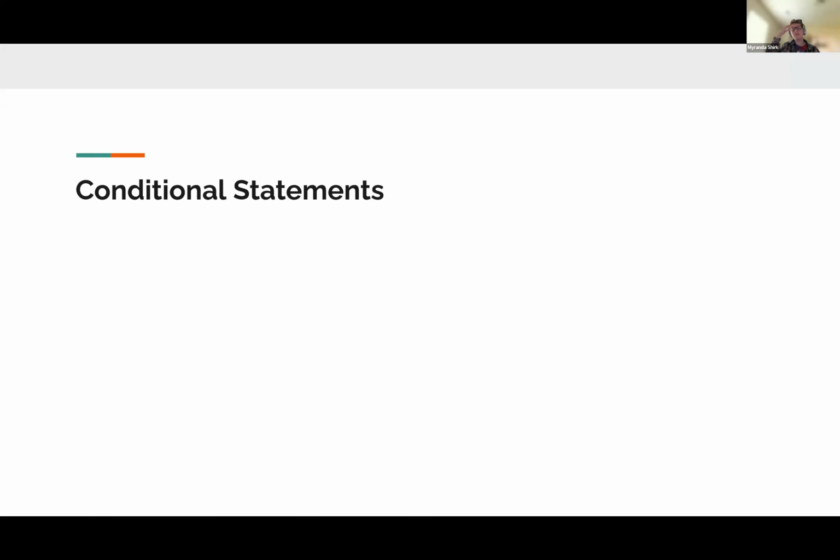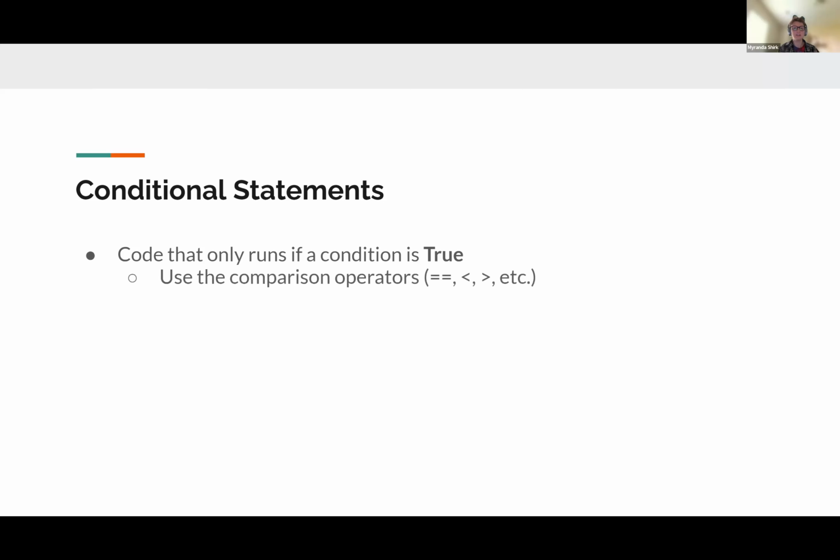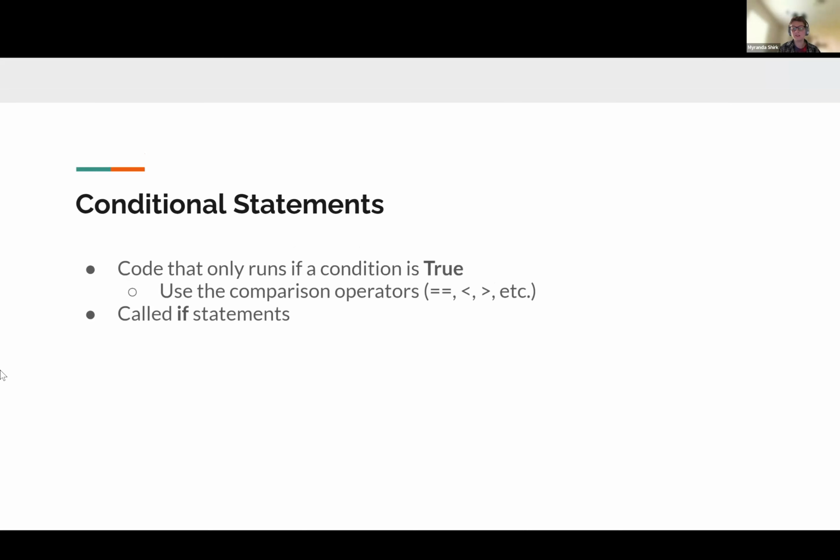So Python will run code line by line, as we talked about. But what if we only want a part of the code to only run given some condition? So this is where our conditional statements come in. So this is code that will only run if a condition is true. So just like we were practicing earlier with true, false, the code will only run if a condition is true in these conditional statements. And how you test if a condition is true is you use these comparison operators. So like equal, less than, greater than, stuff like that. And these are called if statements.